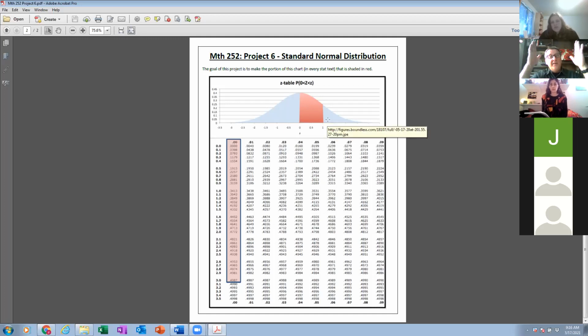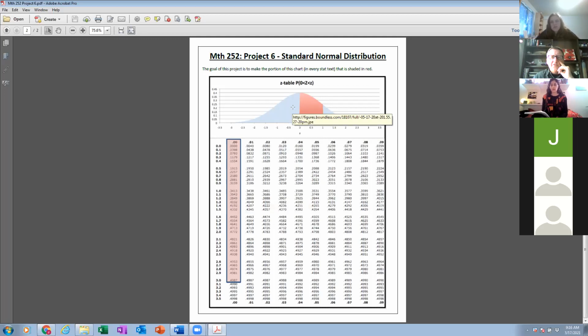Well, remember, between 1 and -1 was 68%. So half of that, half of 68, would be 34. Notice what this chart says right there at 1, from 0 to 1, that red area says 34%. So that's the upper half. If we included the lower half, that'd be 68%.